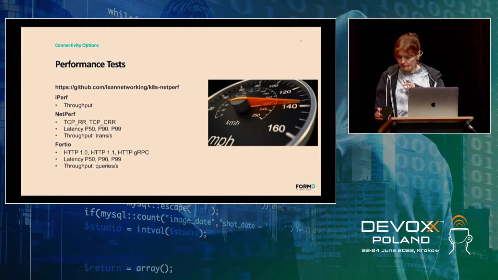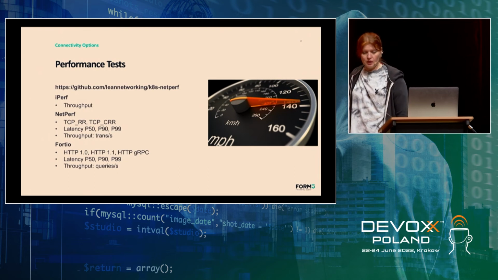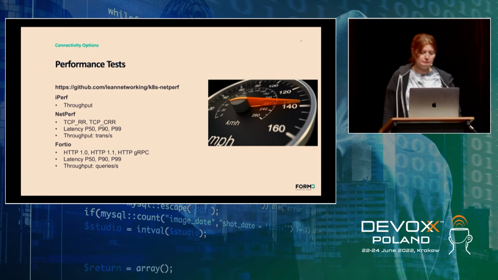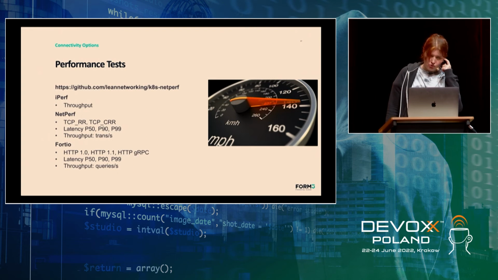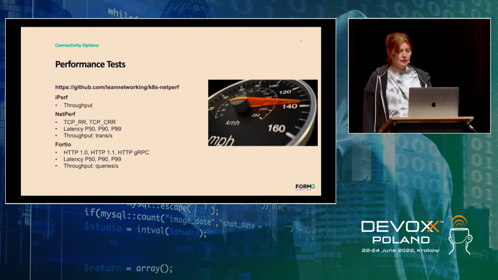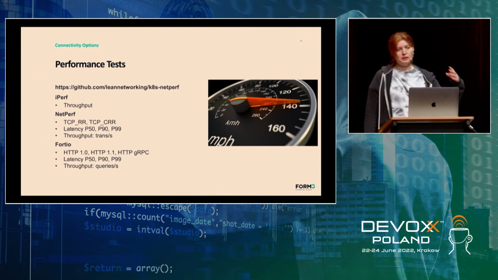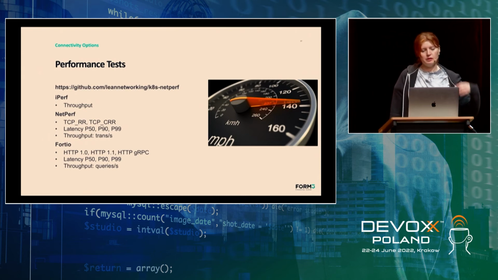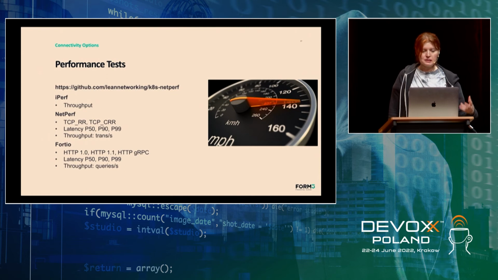So what about performance? We did performance benchmarking with Hyper for throughput and to detect performance and connectivity issues, because with Hyper we have better detectability. We also did netperf tests with TCP RR and TCP CRR. RR stands for request response, CRR for connect request response. The first is when you keep your connection for a longer time and do requests over a single connection. The other is when you create a new connection per request.